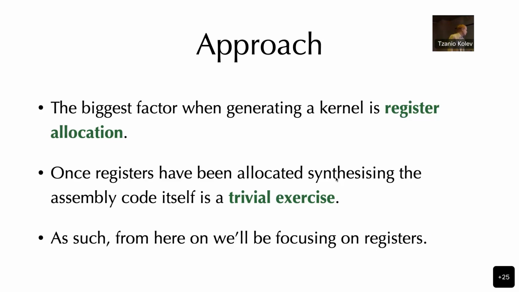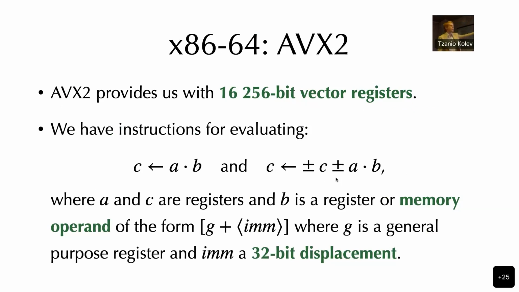And so, from here on in, we'll be focusing on registers and how do we choose what we keep in registers and what we have to load in from cache. And the answer here depends very much on what hardware you're targeting. So, we'll start with the oldest instruction set, which is the AVX2 extension to Intel and AMD GPUs. This has been around for about a decade now, and what it gives us is 16 logical registers, each of which is 256 bits. So we have 16 registers to play with.